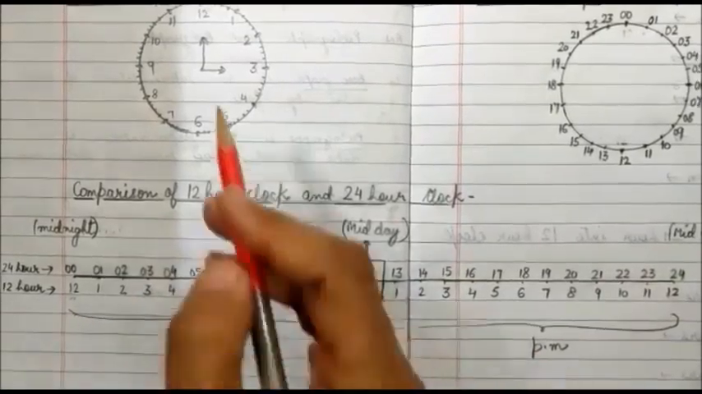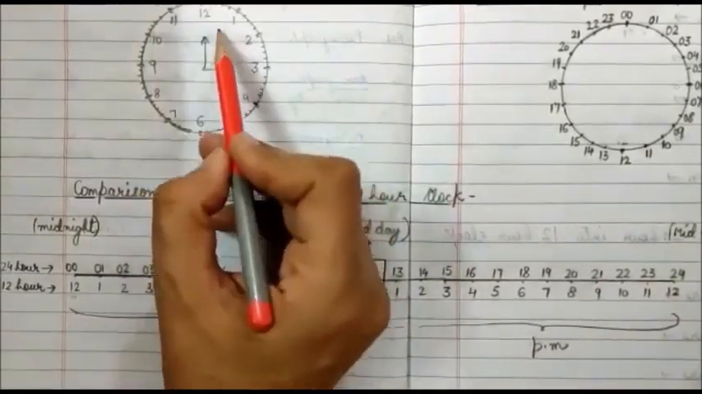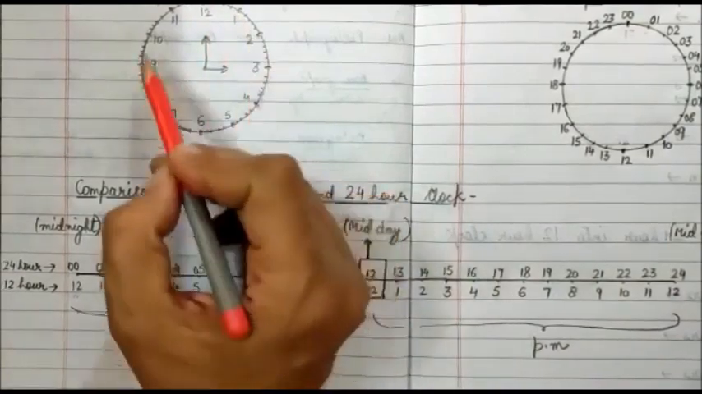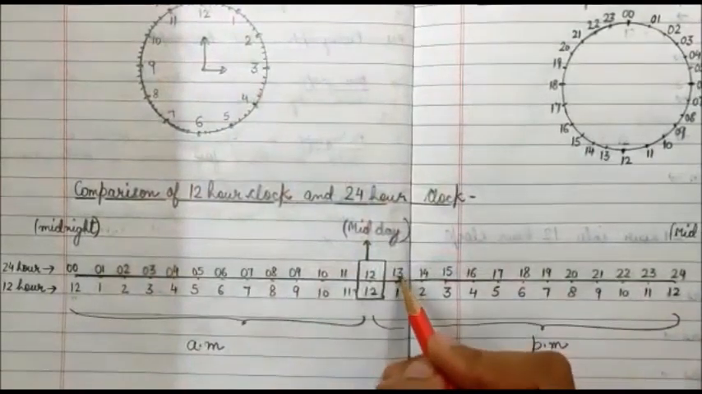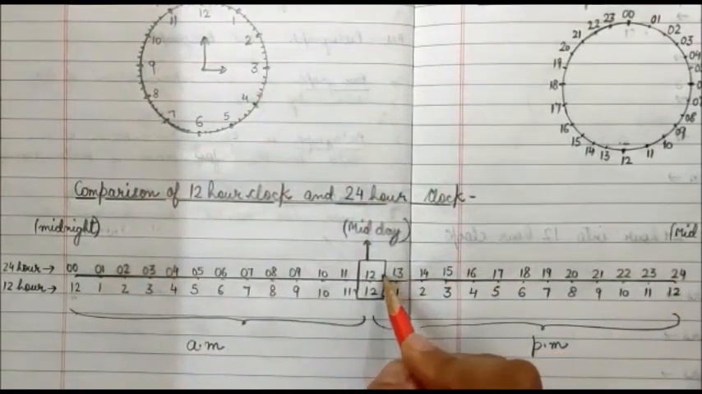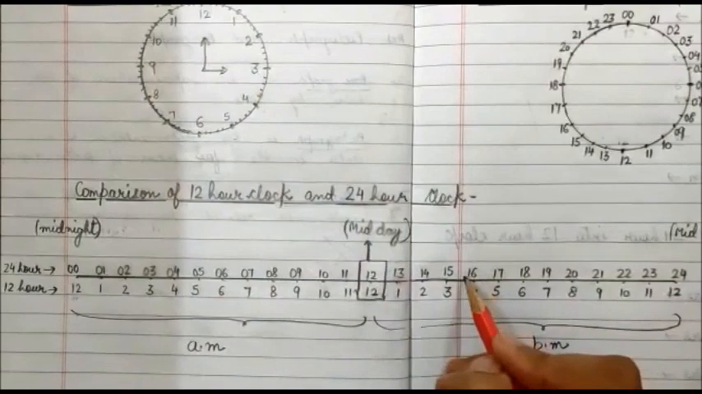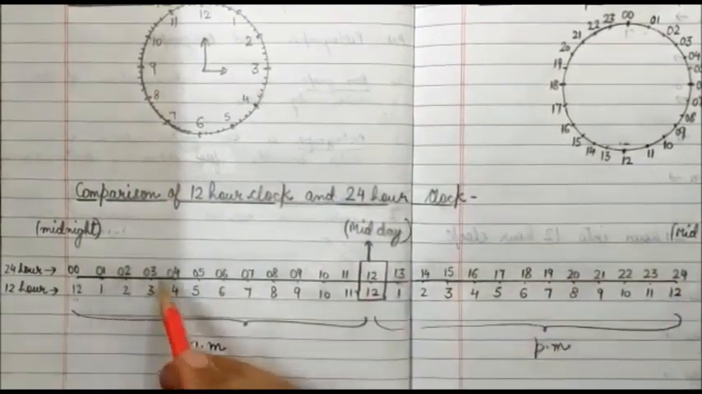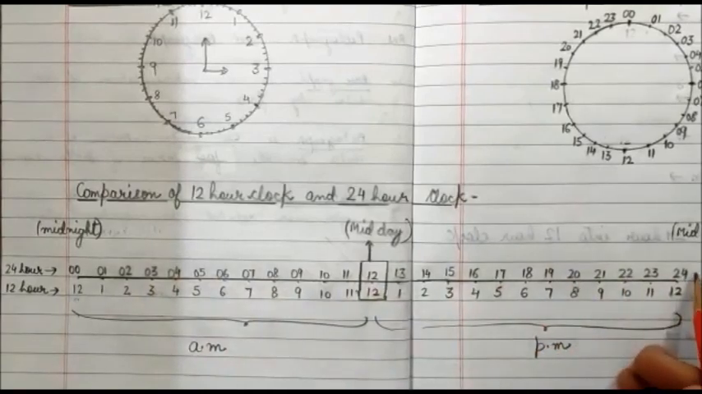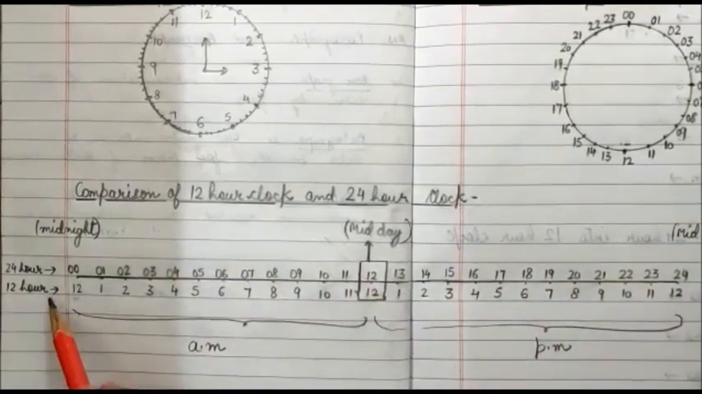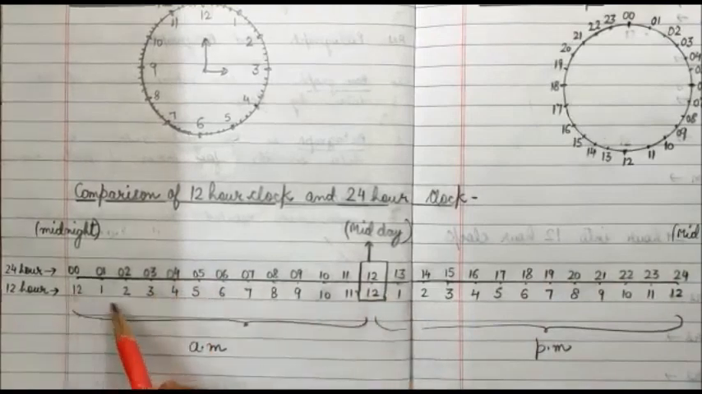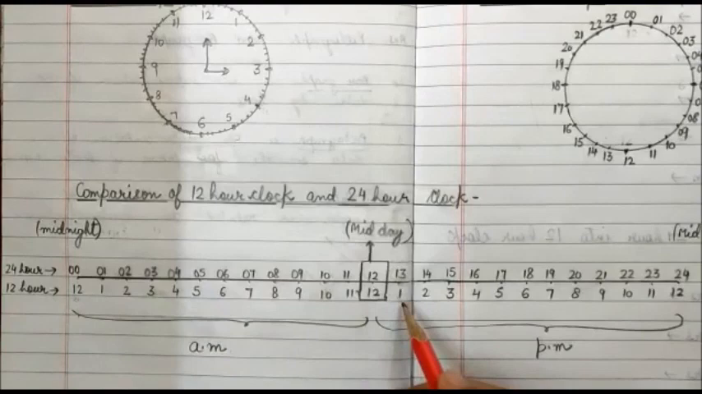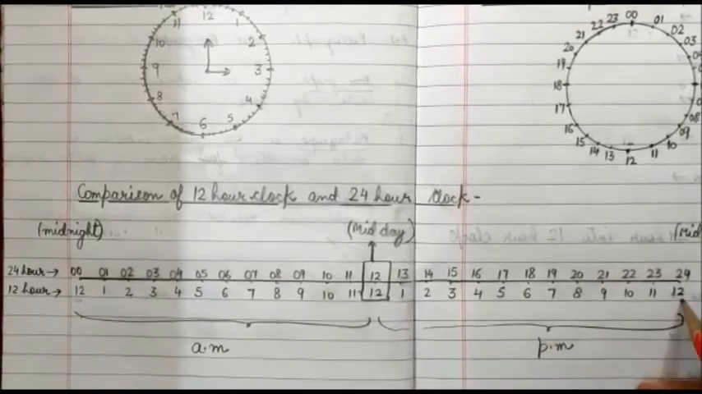As the 12-hour clock has only 12 major divisions, after 12 noon it will reset again at 1, 2, 3 and so on. But in the 24-hour clock you can see it will keep on going, 13, 14, 15, 16, and so on till 24 hours. It shows us the complete 24 hours of one day. But as the 12-hour clock has only 12 major divisions, here after 12 noon it is going to reset and start from 1 again till 12 midnight.